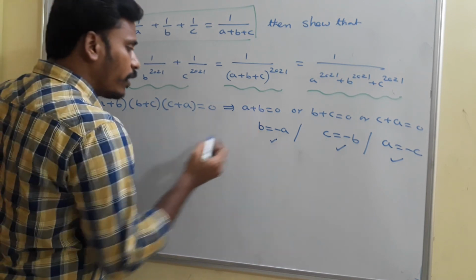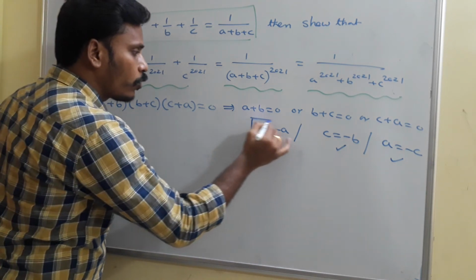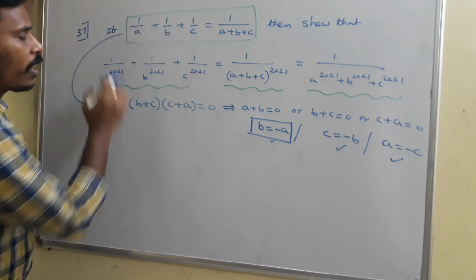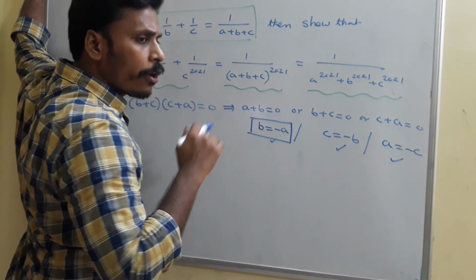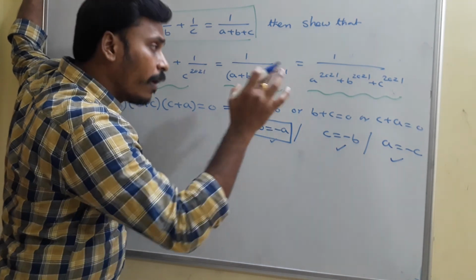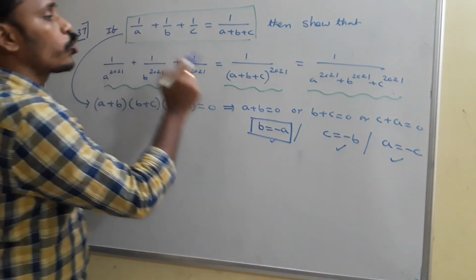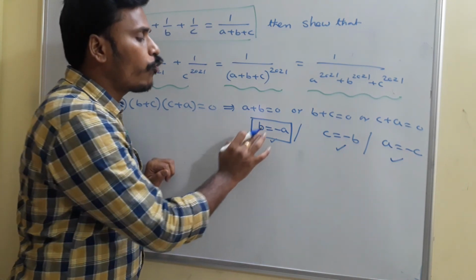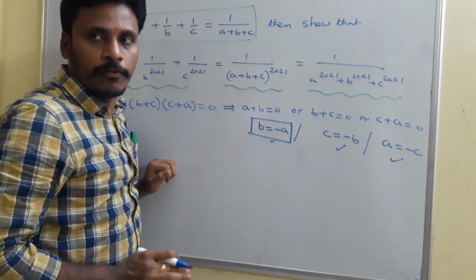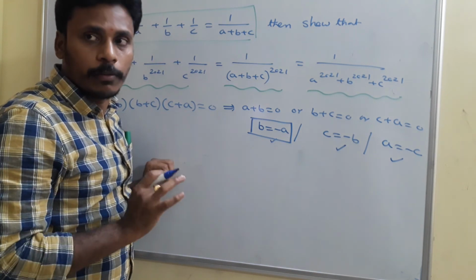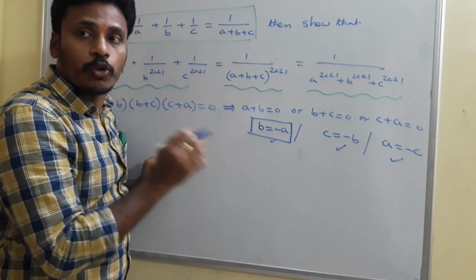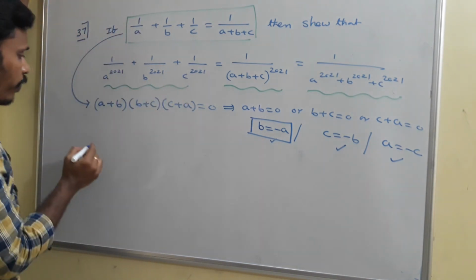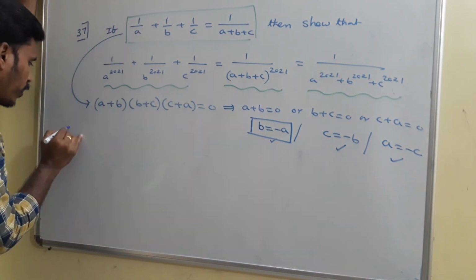So I will highlight this b is equal to minus a. I am considering that b is equal to minus a and I will show these three are equal. Or if you consider that c is equal to minus b, then also there is a chance to show these three as equal. So it's your choice. You just do for one of these three and that's enough. For the remaining two also it is acceptable. So I am starting with this b is equal to minus a. If I start with this, what is my first part?